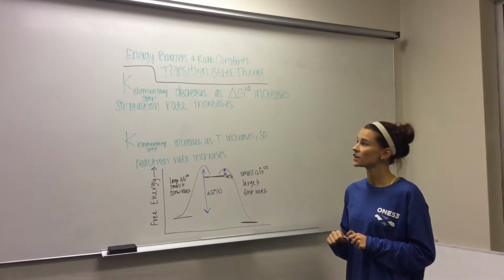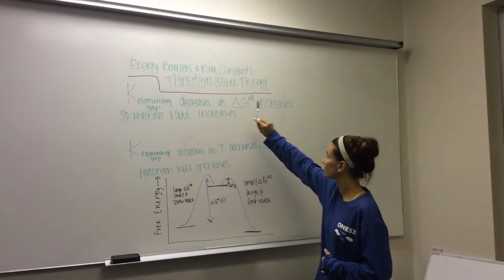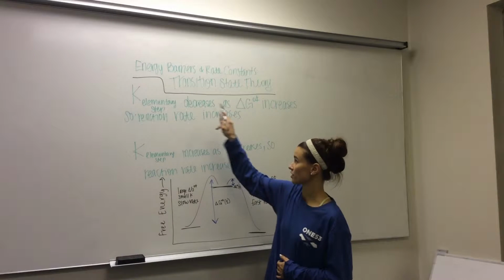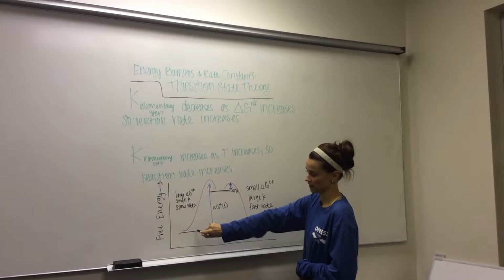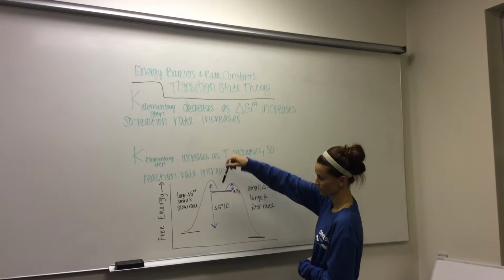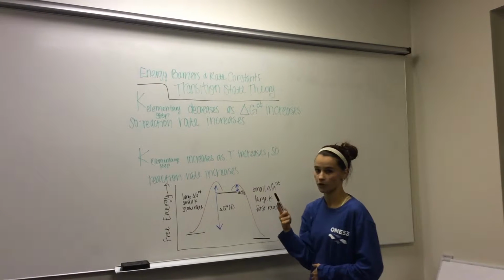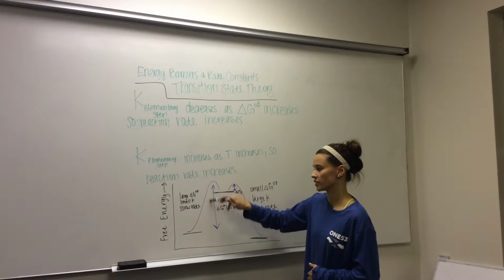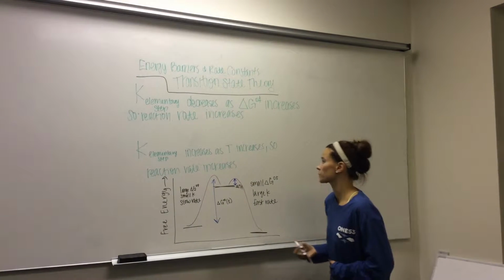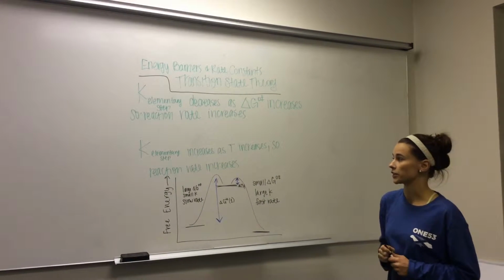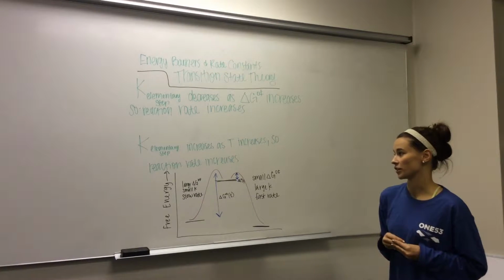So what we need to know from this section is that the K constant decreases as delta G increases. So therefore, the reaction rate decreases. Basically what that means is, initially, the energy has to get all the way from here to way up here. But in the second step, it only has to go from here to here. So that's just saying that the first step is the slower step and therefore the rate determining step. And then also, the K constant increases as temperature increases. So the reaction rate would increase as well.